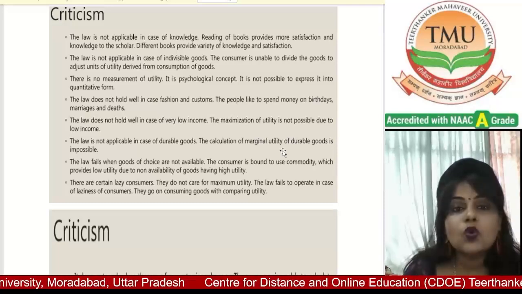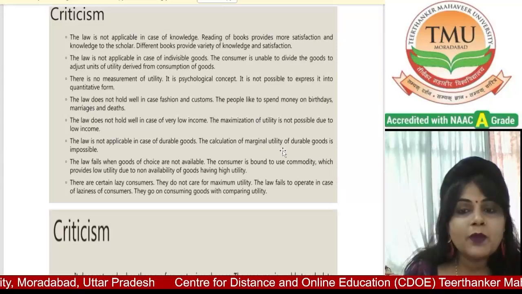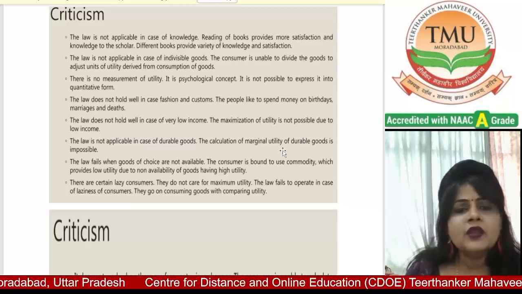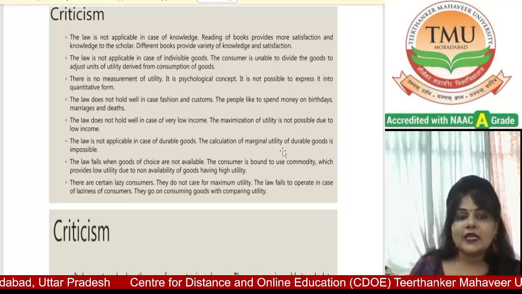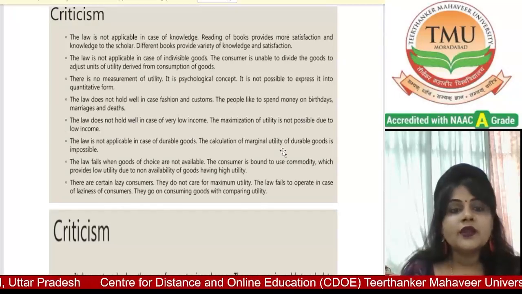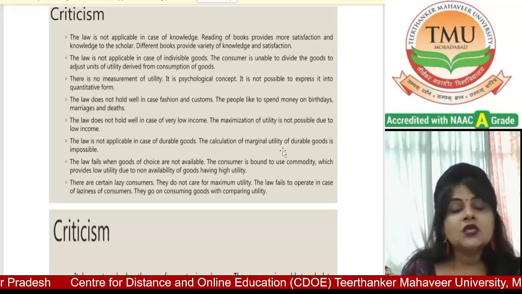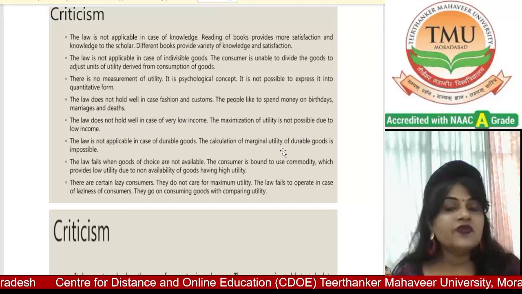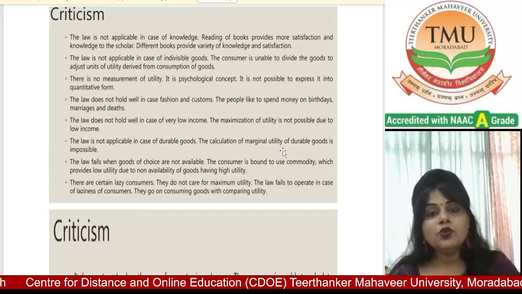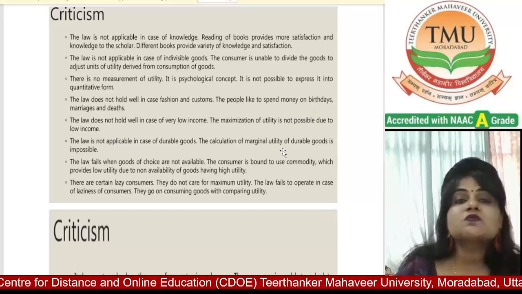Next, the law does not hold well in the case of fashion and customs. People like to spend money on birthdays, marriages, and deaths. I have also explained that in present times the consumer blindly follows customs or fashion, and he doesn't look for maximum satisfaction. He sees only his living standard, his customs, his fashions. He does not aim to get the maximum level of satisfaction. He only spends his money.